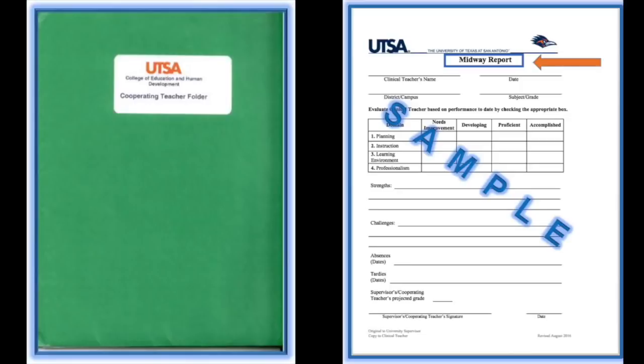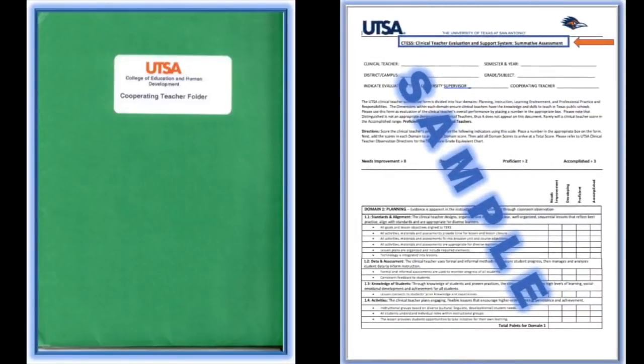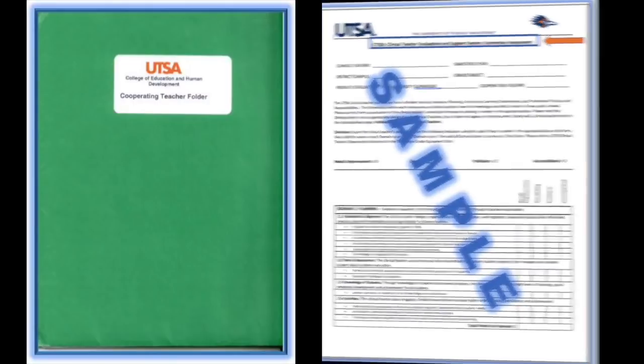At the end of the clinical teaching placement, the cooperating teacher and university supervisor each complete a summative C-test form. The summative form should reflect the clinical teacher's strengths and areas for improvement as observed over the entire course of the placement, not just during one formal observation. A conference should be held with the clinical teacher to discuss the summative form and to sign it. The signed form is turned in to the university supervisor and is kept in the clinical teacher's file at UTSA.